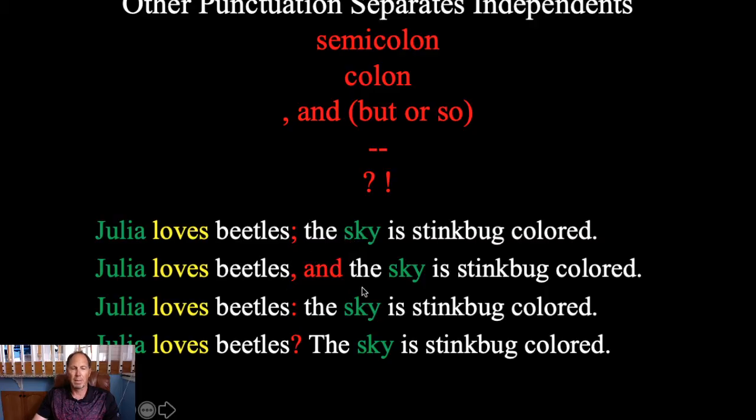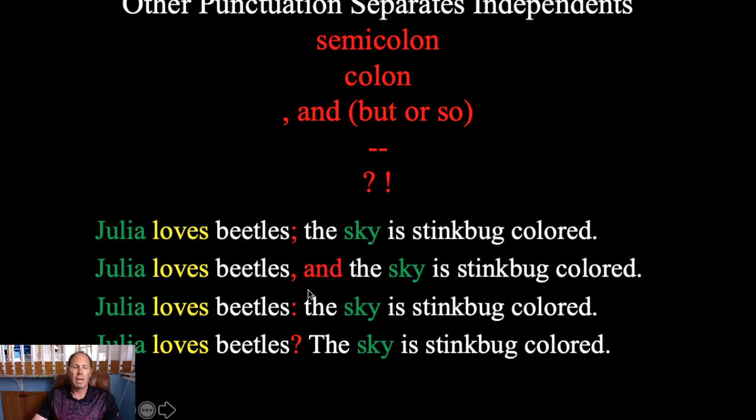Well, what about a comma and? Conjunction function, what's your... Oh, I got the song wrong. Conjunction junction, what's your function? Julia loves beetles; and the sky is stink bug colored. You can see how a semicolon and a comma and mean differently. We'll throw a but in there. Julia loves beetles, but the sky is stink bug.